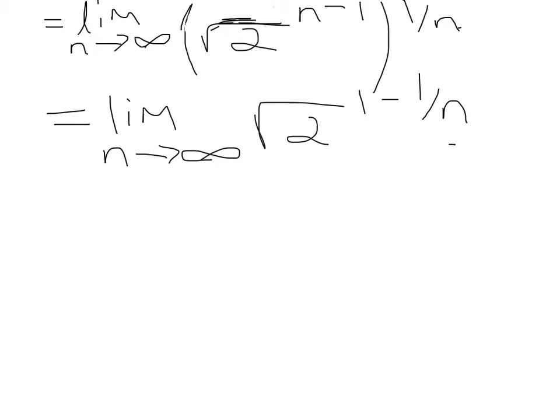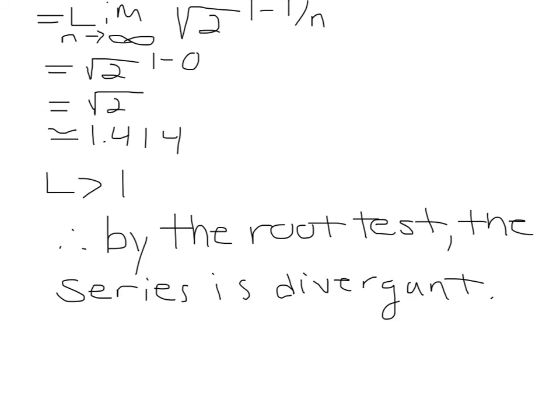Do you guys agree with me that it's the same thing as the nth root? Then we say the limit as n approaches infinity of the square root of 2 raised to the 1 minus 1 over n. We got 1 minus 1 over n because we multiplied the n minus 1 by the power of 1 over n, and that's how we got that.